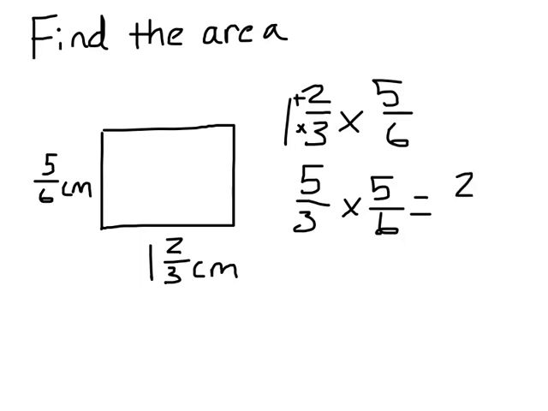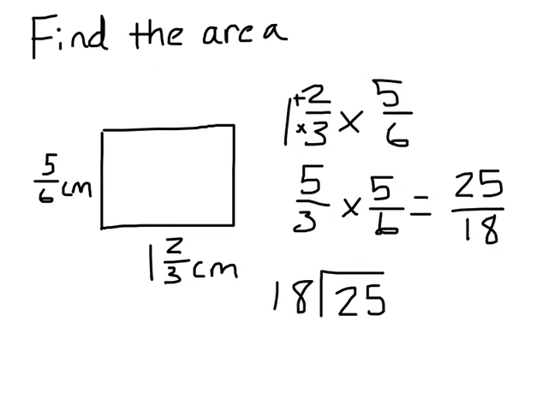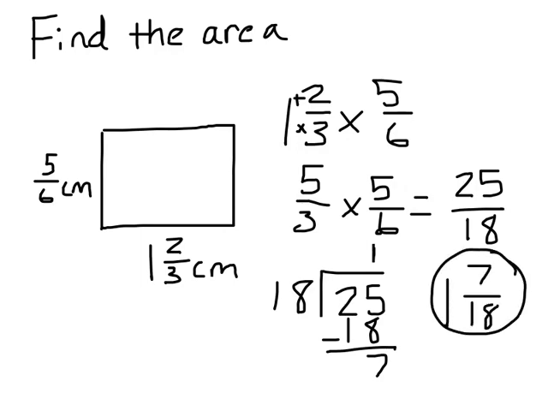Well, 5 times 5 is 25. 3 times 6 is 18. So I get 25 over 18. My last step would be to change that back into a mixed number by dividing 25 divided by 18. 18 goes into 25 once, with 7 left over. So my final answer is 1 and 7 over 18. When I multiply by a mixed number, I need to change it into an improper fraction.